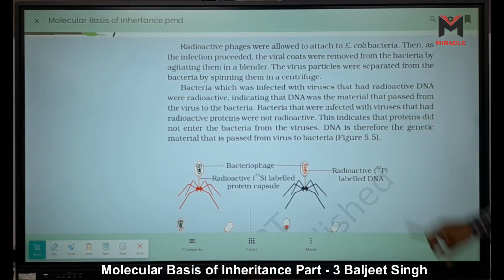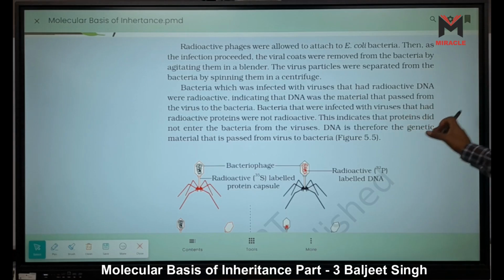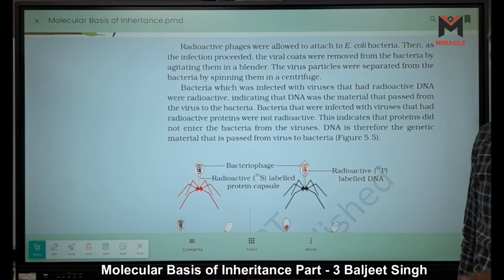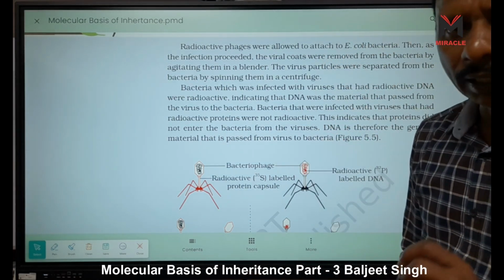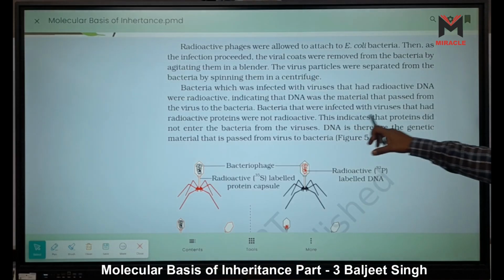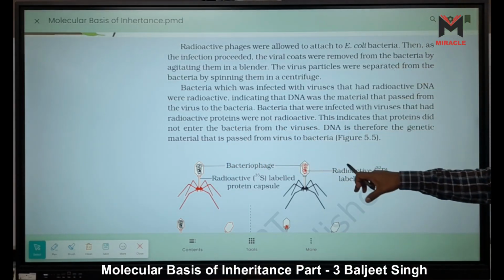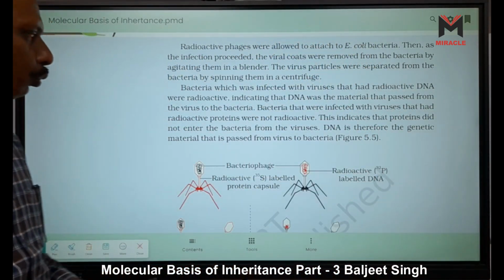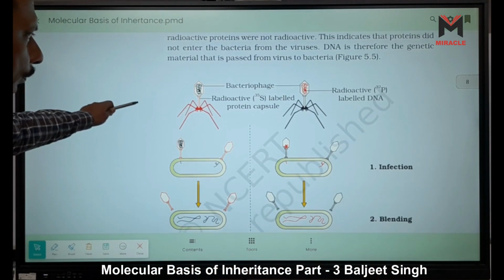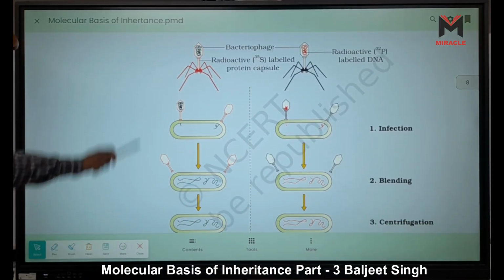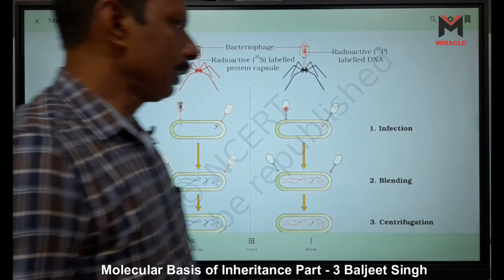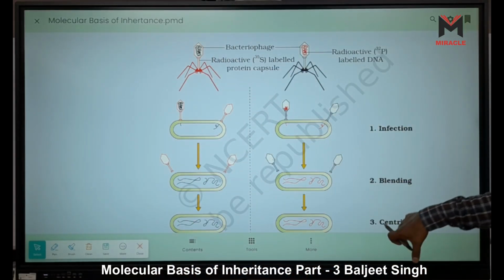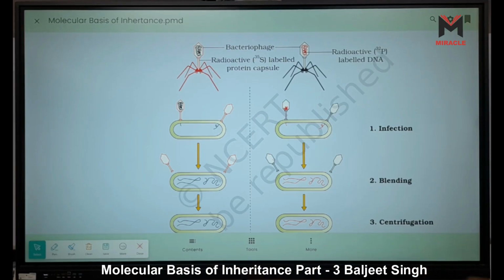And bacteria infected with viruses that had radioactive proteins were not radioactive. That means the protein cannot enter into the bacteria. The protein did not enter into the bacteria from the virus. DNA is therefore the genetic material that is passed from the virus to the bacteria. Here three steps are there: first infection, second blending, third centrifugation. Through centrifugation we can separate them.